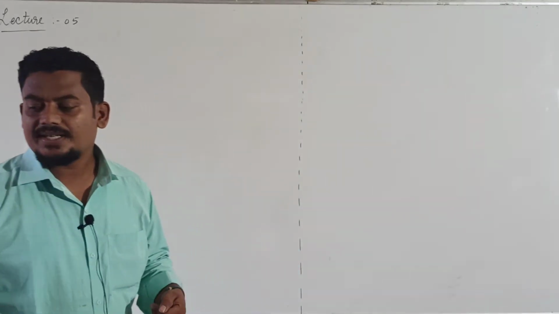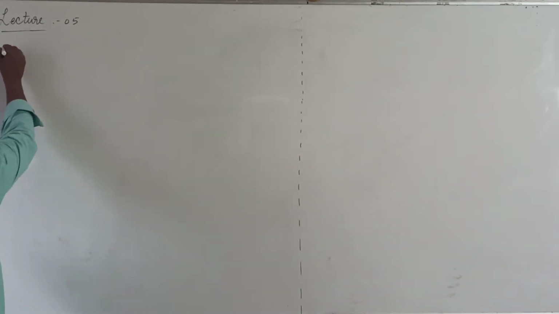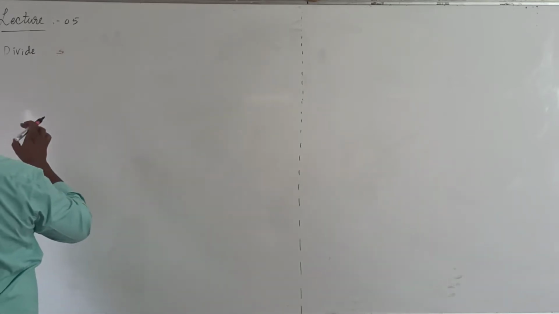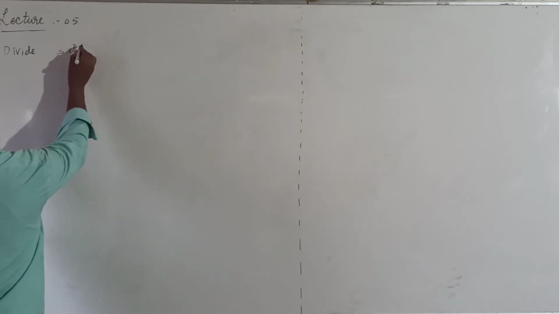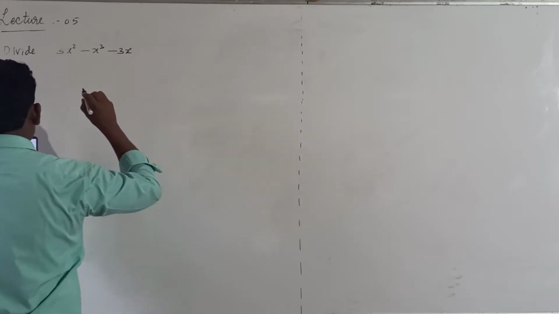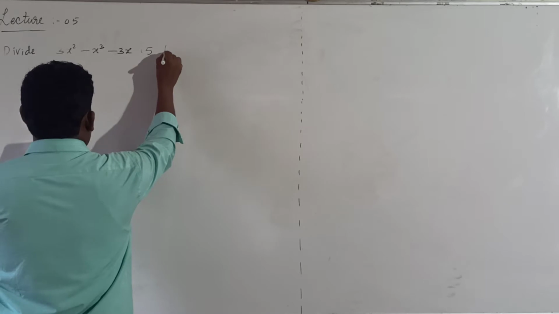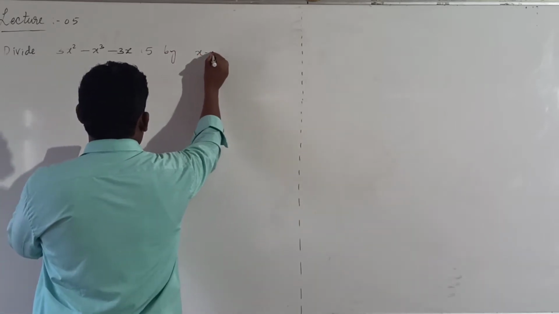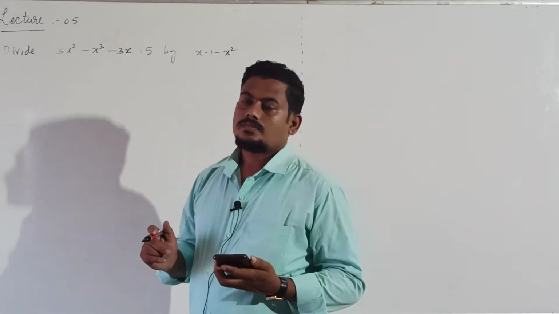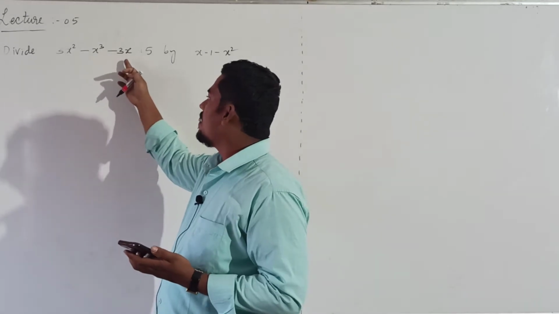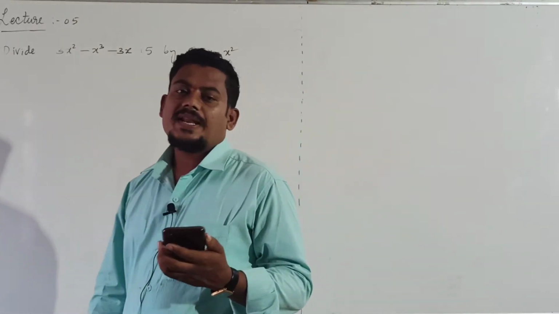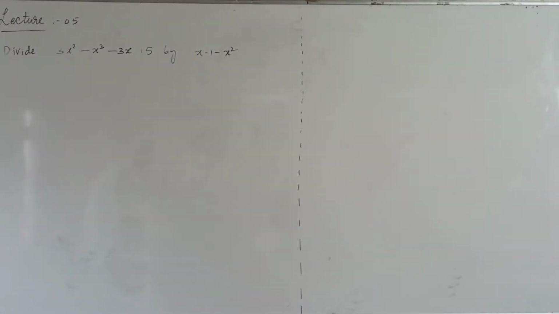Next problem: divide 3x square minus x cube minus 3x plus 5 by x minus 1 minus x square, and verify the division algorithm.